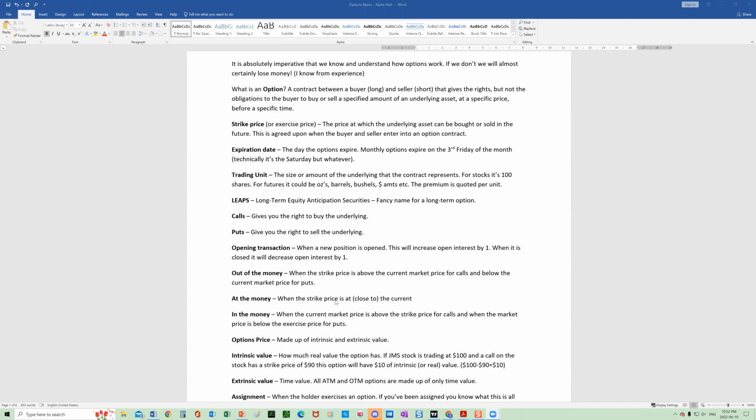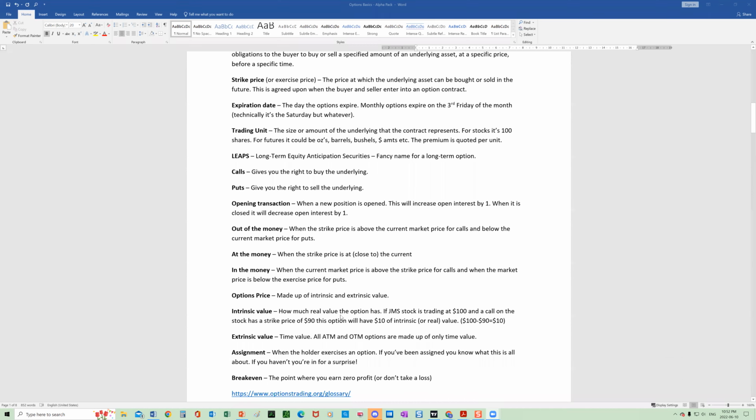Anything that is at the money or out of the money is strictly time value. This is important when we talk about selling options. Assignment is when the holder exercises an option. If you've been assigned in the past, you know what this is all about. If you haven't, you're in for a surprise, especially when you start getting into spreads, or if you're selling puts or something like that, you can end up being assigned before expiration. That's one of the unique features of North American options compared to European style options.